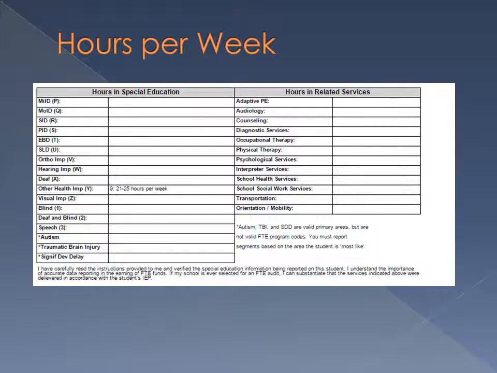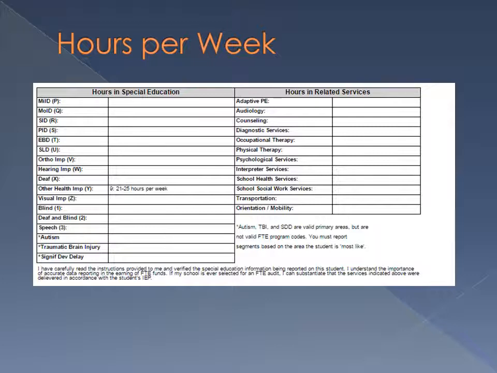Next, we will look at the hours per week section of the verification report. Hours per week are only reported on the October count, not the March count. This is for federal child count reporting purposes. Here, unlike for environment, for hours per week, you want to consider all services regardless of place. So you do include hours in inclusion settings to be hours of service for each of the area of disability and each area of service.